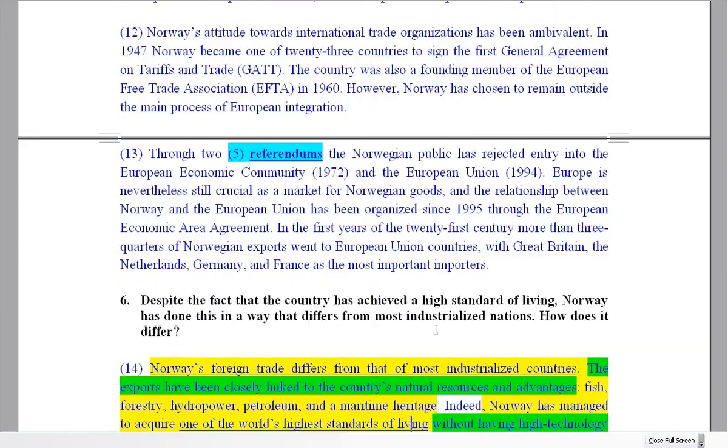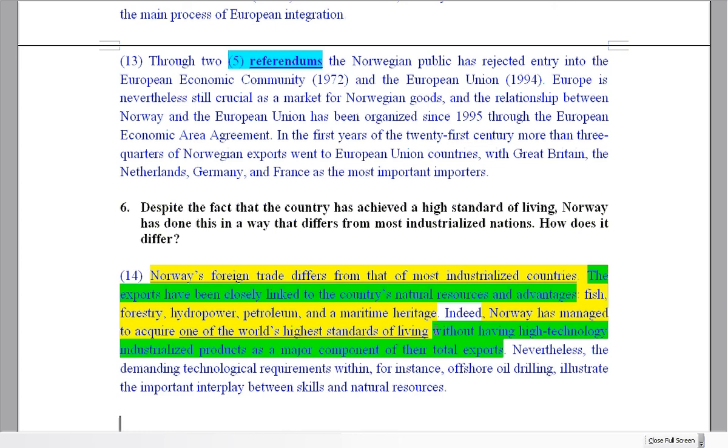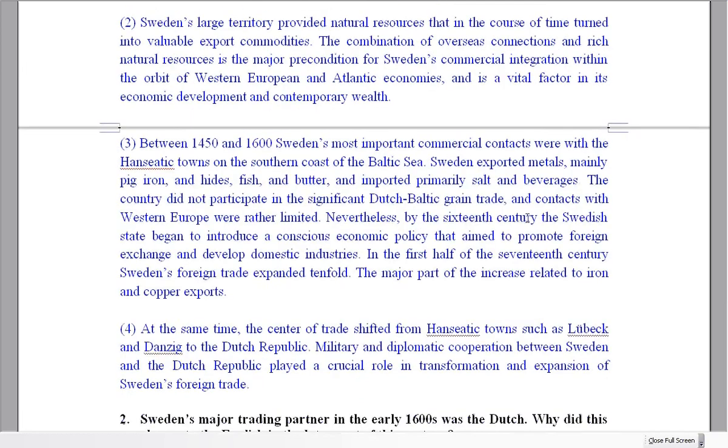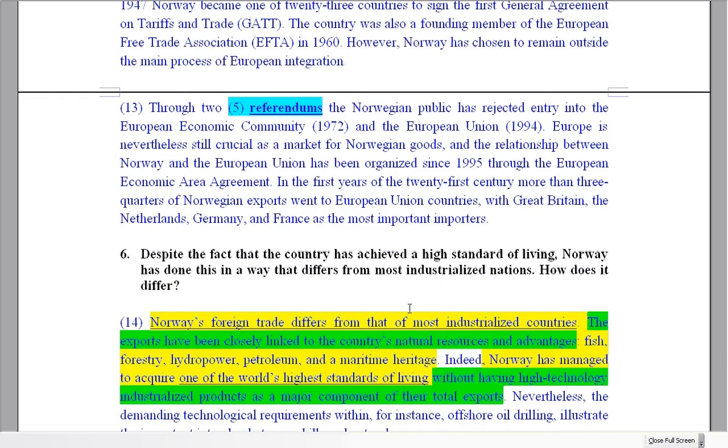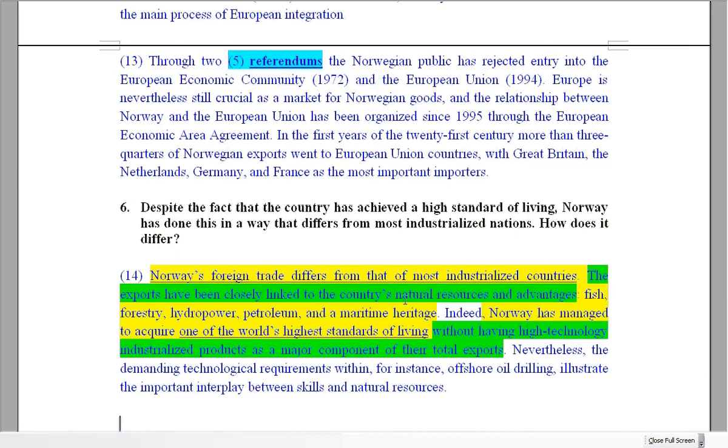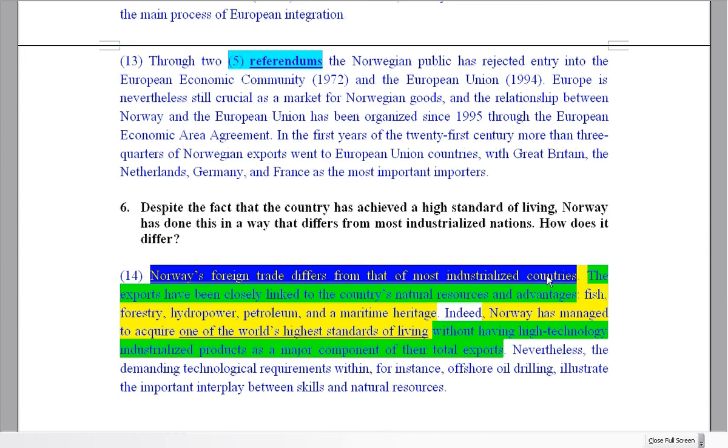All right, number six, where are we? The country has achieved a high standard of living, despite the fact. "Despite the fact" means that it's bringing in some sort of information that shows a contrast to this. Norway has done this in a way that differs from most industrialized nations. Norway's foreign trade differs from that of most industrialized countries.